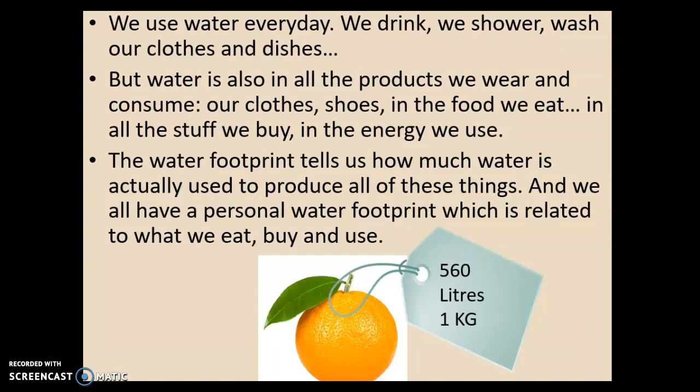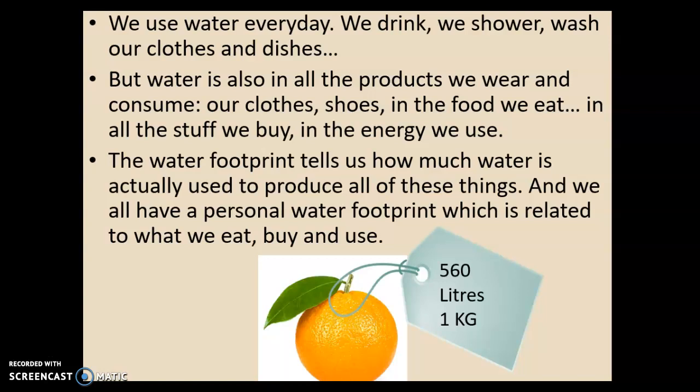This is quite an important concept you need to understand, this idea of virtual water. Although we traditionally think of water as being in rivers, lakes, seas, glaciers and all that sort of stuff, there's also water in everything that we use every day. So the stuff that we drink, we shower, we wash, but it's also in our products, so our clothes, our shoes, and in the food that we eat. And it's in all of the stuff that we buy and the energy that we use as well.